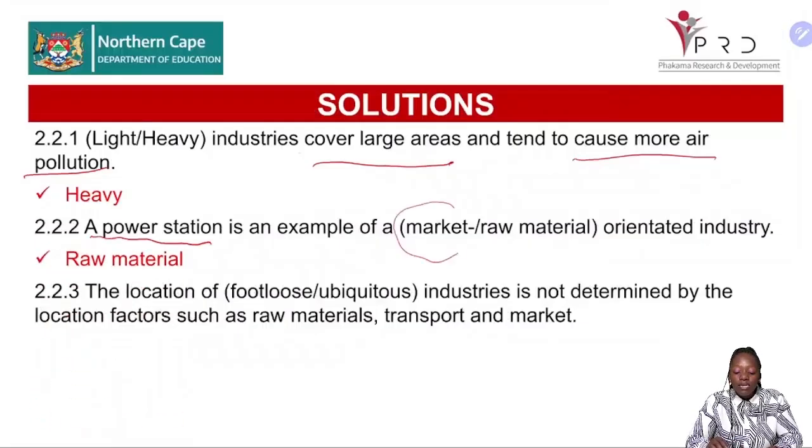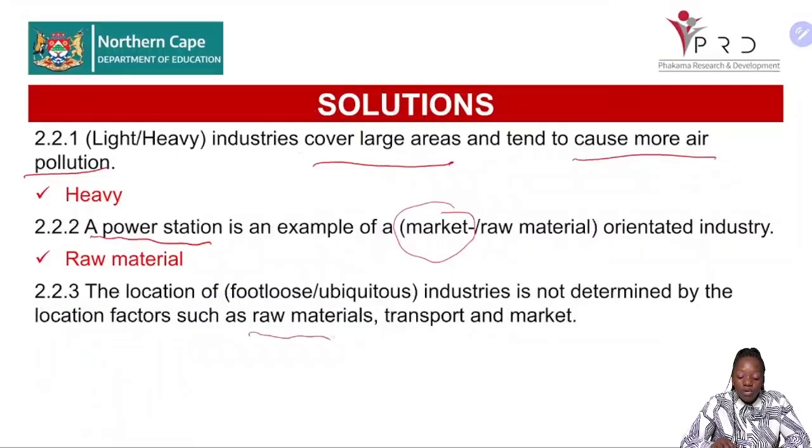You will remember that the market ones deal with goods that are perishable and are supposed to be closer to the consumers. So the raw material orientated, we are saying they are closer to the source of raw material, hence the power station. The power station is closer to the coal as a raw material so that it can be processed and be reached fast.